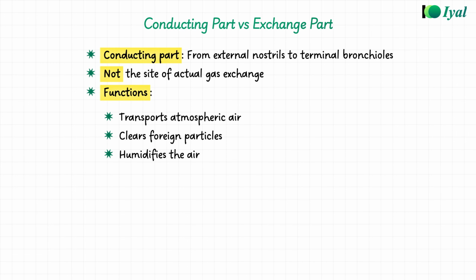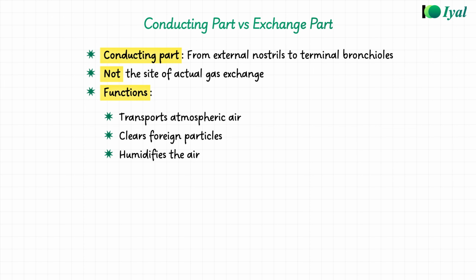Now let me teach you a very important concept. The respiratory system has two parts. We call them conducting part and exchange part. The conducting part includes everything from the nostrils all the way down to the terminal bronchioles. So the nostrils, nasal chamber, pharynx, larynx, trachea, all the bronchi, all the bronchioles, all of this is conducting part. What does it do? It conducts air, no?